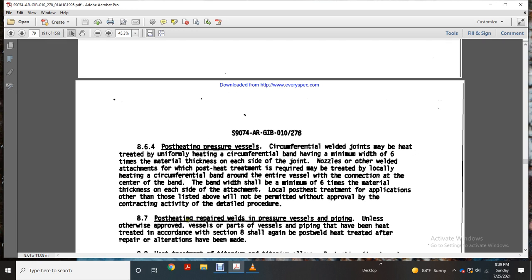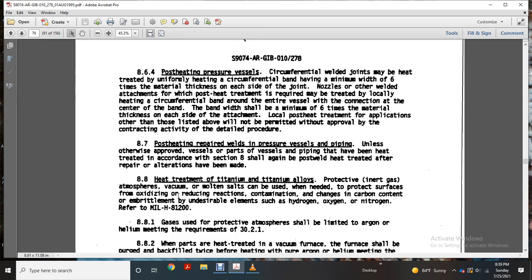The band width is the minimum of 6 times the thickness of the material of each attachment. Local post-weld heat treatment for applications other than those listed above will not be permitted without approval by the contracting authority after review of the detailed procedure. 8.7 Post-weld heat treatment of repair welds: Unless otherwise approved, any part of the vessel or piping that has been heat treated in accordance with section 8 shall be again post-weld heat treated after the repair or alterations have been made.